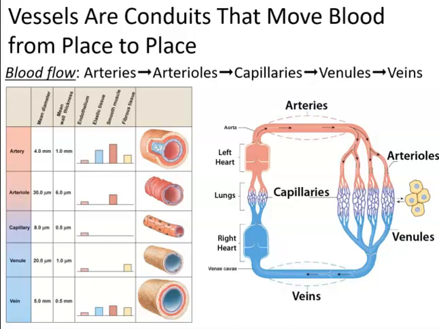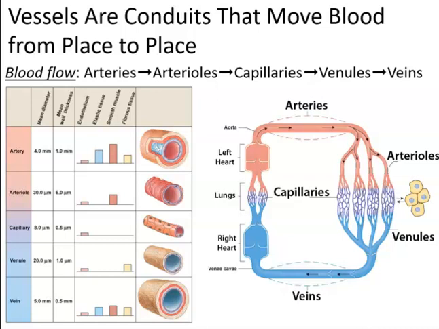This is part 3 of our cardiovascular physiology lecture series. We talked about the heart, how the heart pumps blood. Now we want to talk about how blood goes to the rest of the body. And we know that we have vessels, specifically blood vessels, that move blood to the different parts of the body. So vessels are conduits that move blood from place to place.